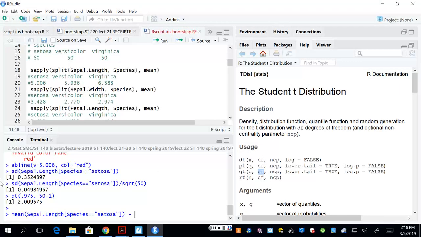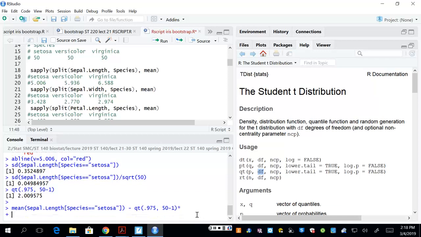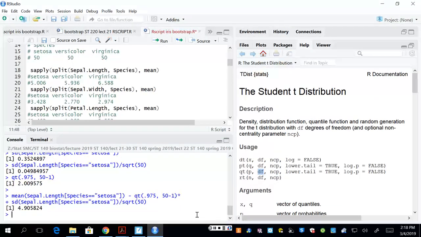Minus this t-value, qt, times the standard error. So this whole formula is going to get a little bit long and kind of scroll off the screen. So I can press return, and then it lets me continue on the next line. So that's the lower part.